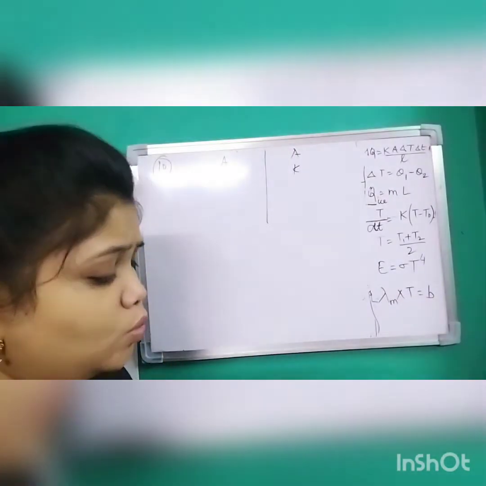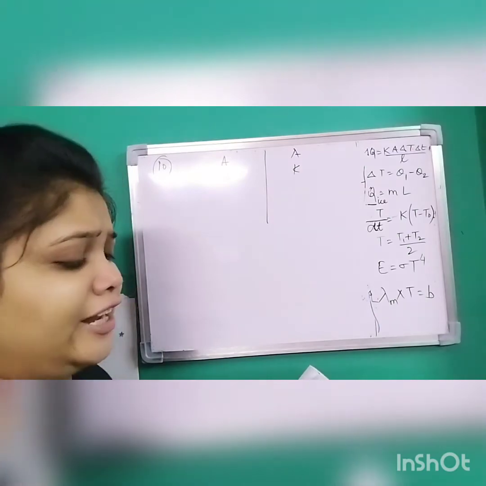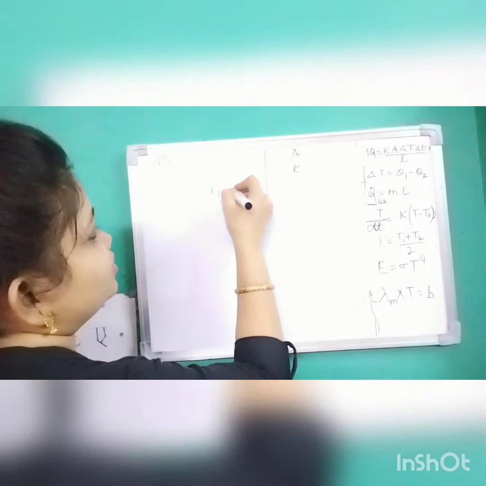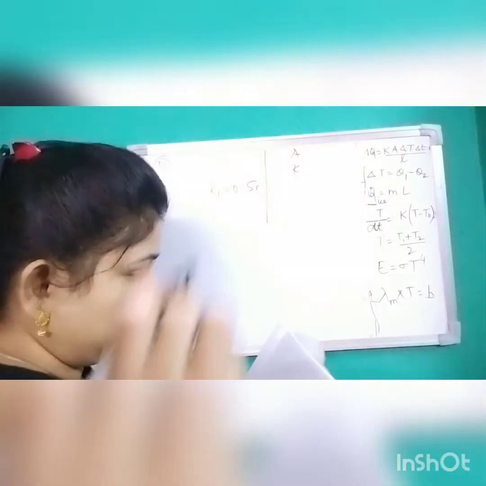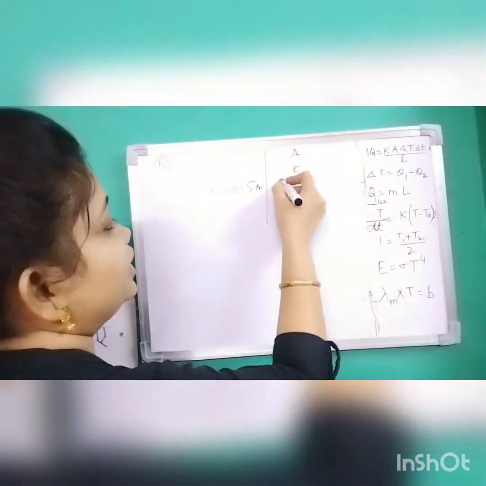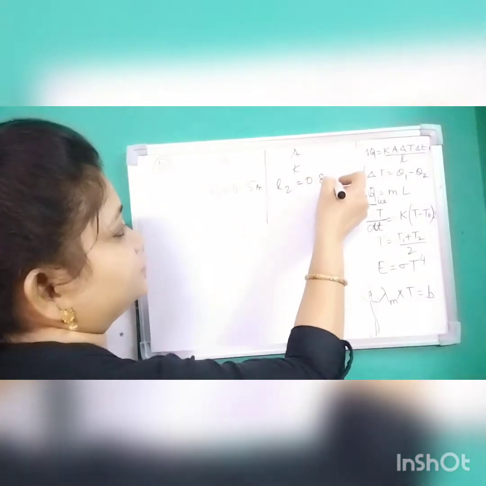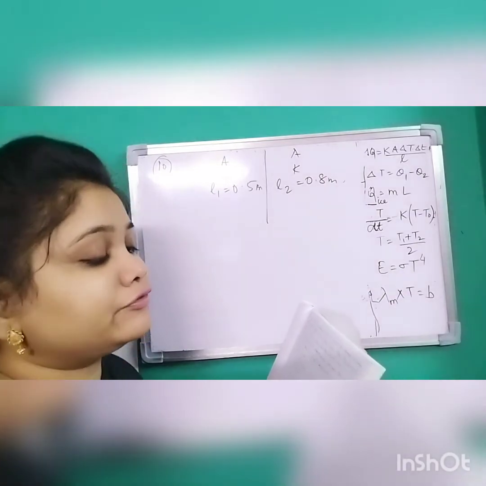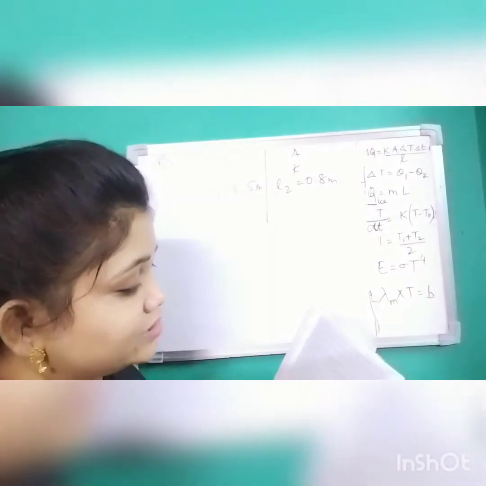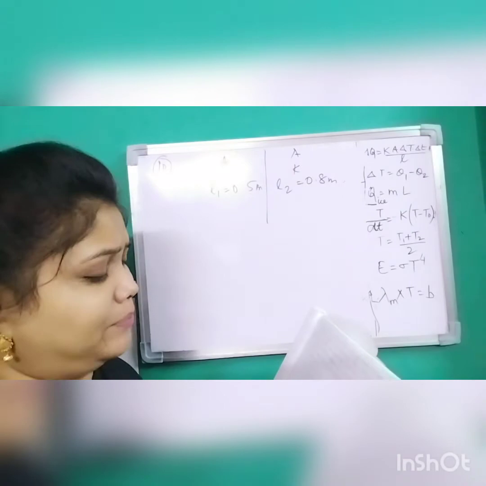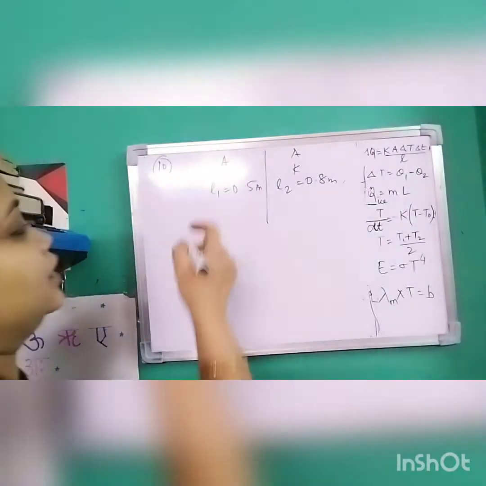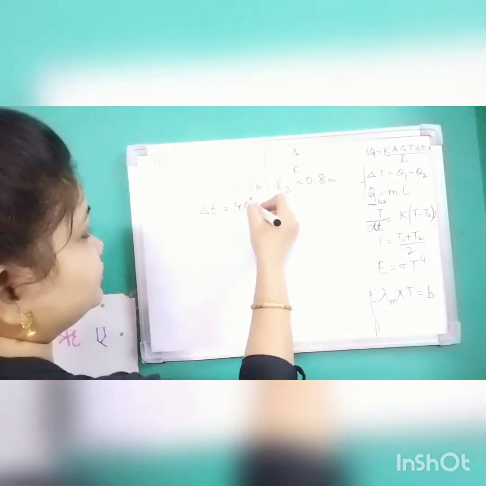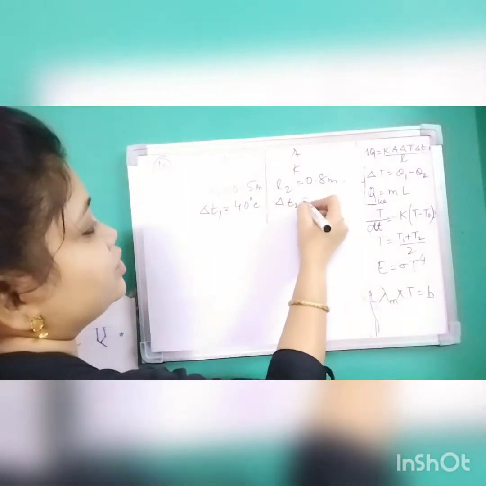Now what else is given? The rods have length 0.5 meter and 0.8 meter. That means L1 is 0.5 meter and L2 is 0.8 meter. The temperature difference between the ends of the first rod is 40 degrees centigrade. Find the temperature difference across the second rod. That means delta T1 is given as 40 degrees centigrade, and you have to find out delta T2.